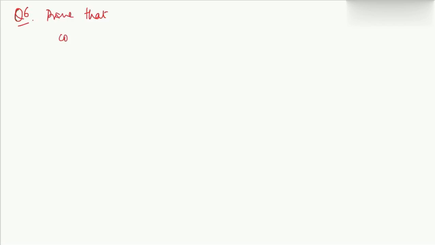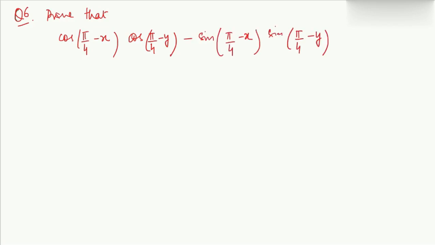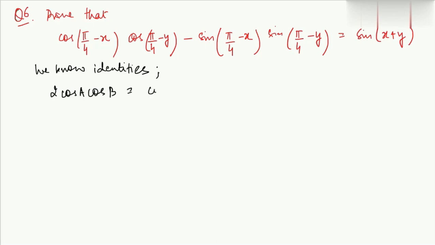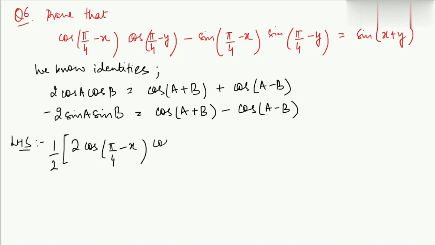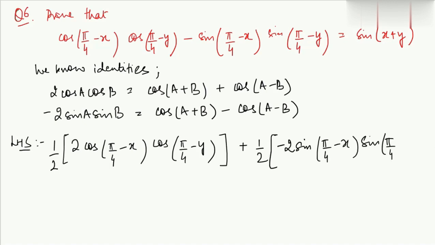Question number 6. We need to prove that cos (π/4 − x) cos (π/4 − y) − sin (π/4 − x) sin (π/4 − y) is sin (x + y). So we know the identities. Twice of cos A cos B is cos (A + B) + cos (A − B), and twice of sin A sin B is cos (A − B) − cos (A + B). So we need 2, so we'll multiply and divide by 2 in the expression above, and then we'll put the identities over here.